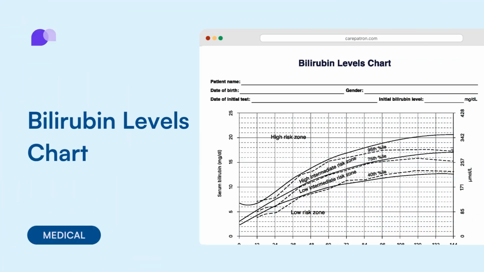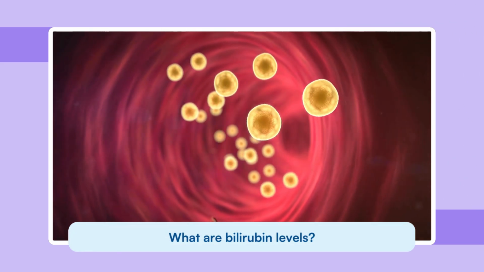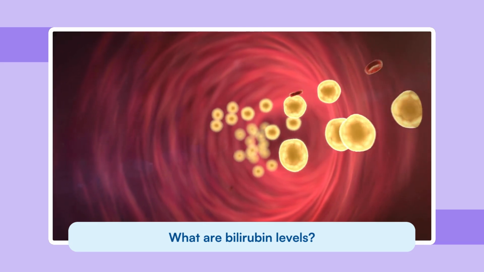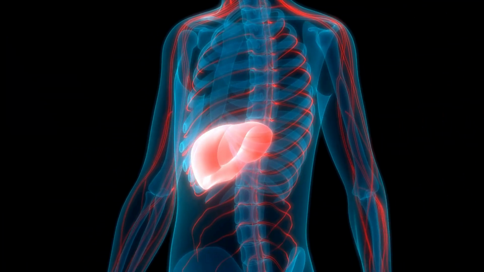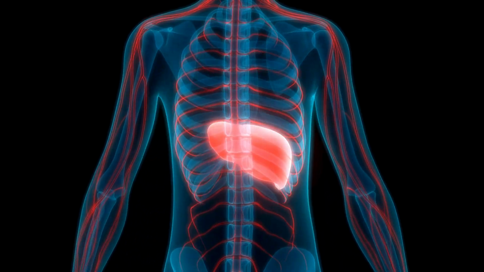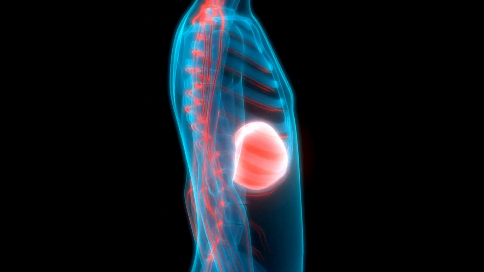Bilirubin is a yellowish substance created when aging red blood cells break down. As red blood cells reach the end of their life, hemoglobin is released and converted into bilirubin. Your liver then processes this bilirubin so it can be removed from the body through bile or urine.